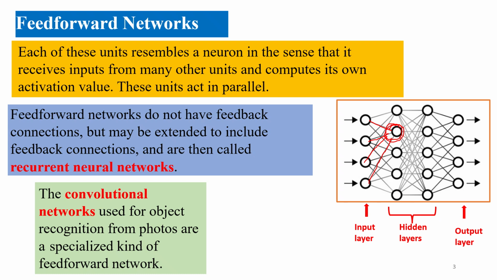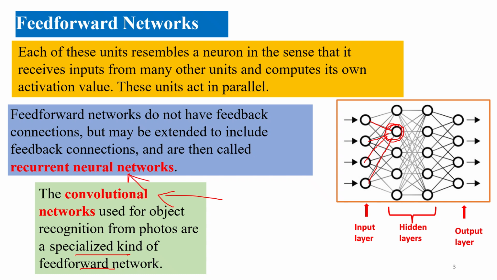Feed-forward networks do not have feedback connections. So here we do not have any feedback. The networks where we do allow this are called recurrent neural networks. We'll come to this later on. Similarly, another type, the convolutional neural networks, CNNs, used for object recognition from photos, are a specialized kind of feed-forward network. These are mainly used for images.